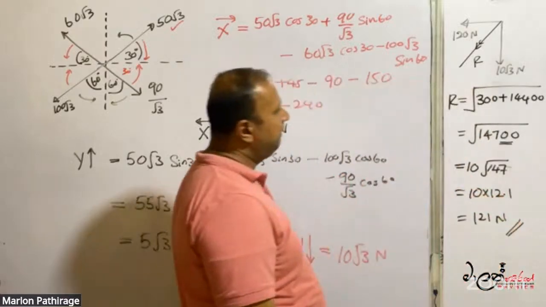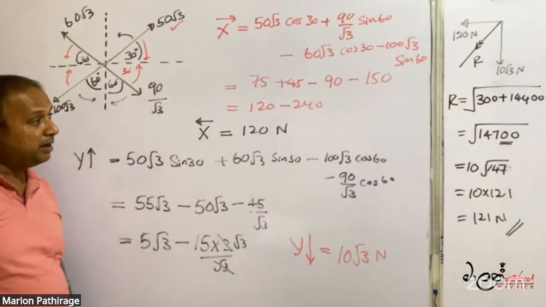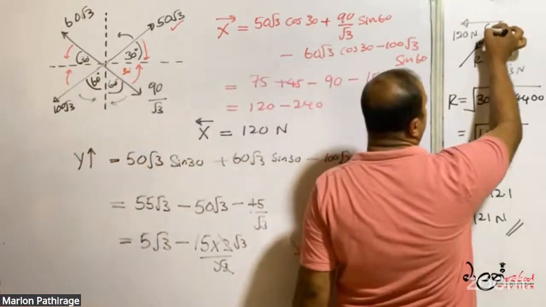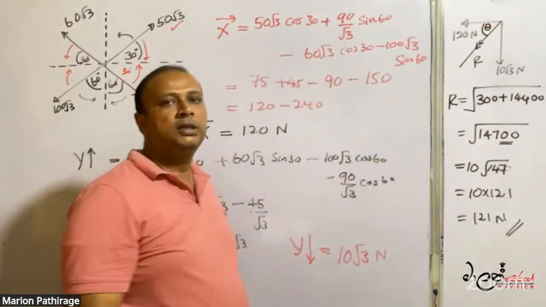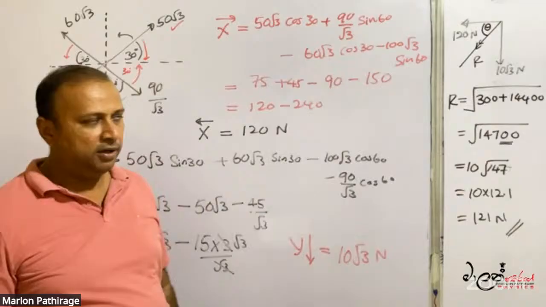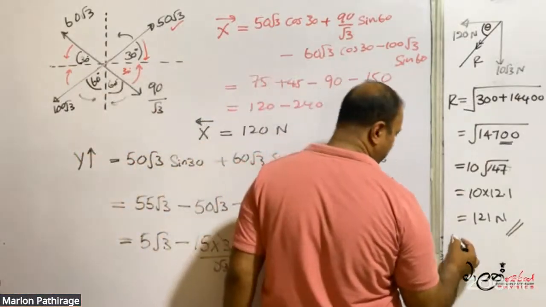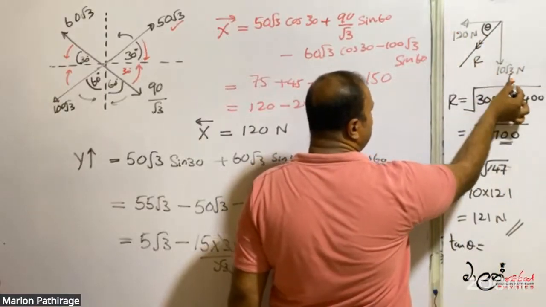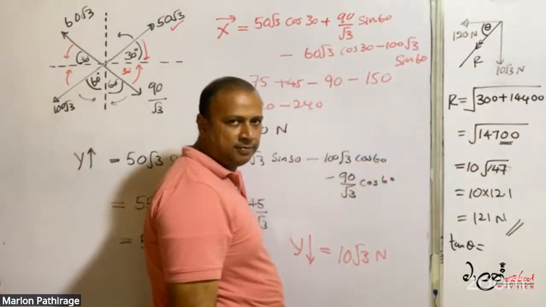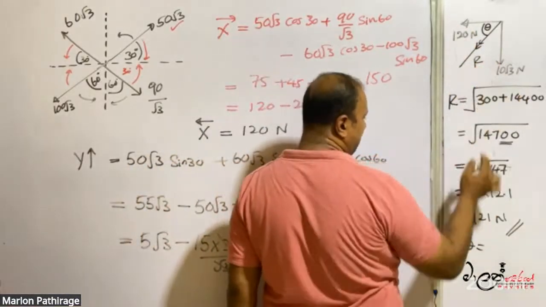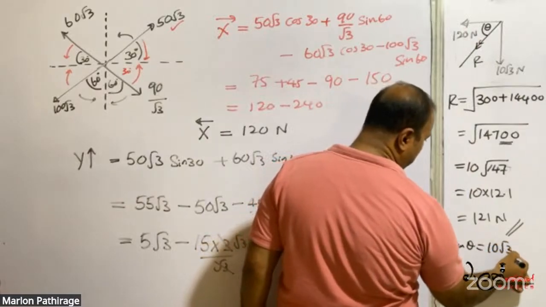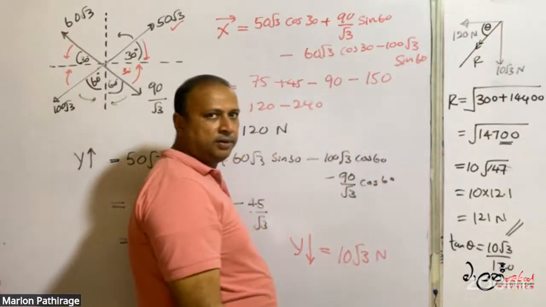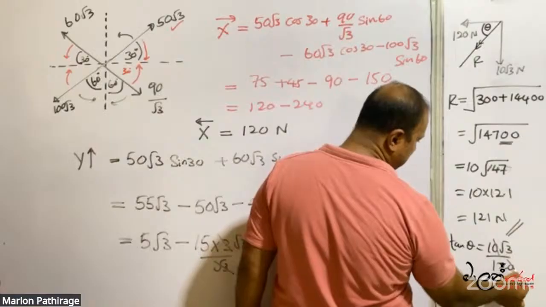So this is the resultant vector, the magnitude of the resultant vector. And also you can determine the direction with the horizontal or the vertical. Tan theta should be equal to opposite side over adjacent side. Opposite side is this one, 10 root 3, divided by the adjacent side, 120. This one will be cancelled out.